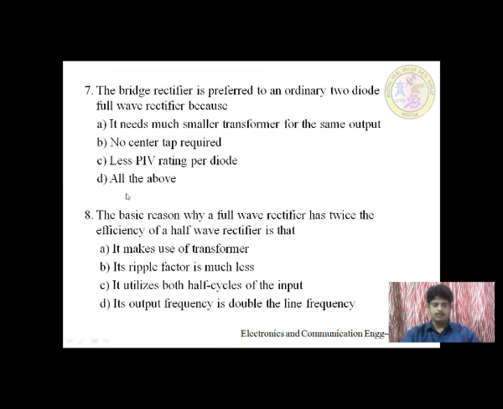All of the above. Next, coming to the eighth one, the basic reason why a full wave rectifier has twice the efficiency of a half wave rectifier. So efficiency is double compared to half wave. What is the main reason? It makes use of a transformer. Next, its ripple factor is much less. Third one, it utilizes both half cycles of the input. Fourth one, its output frequency is double the line frequency.